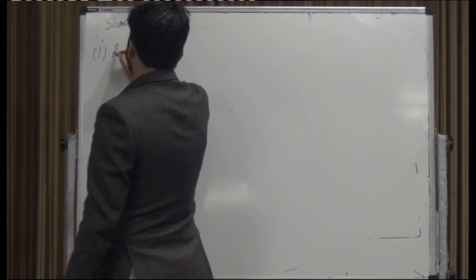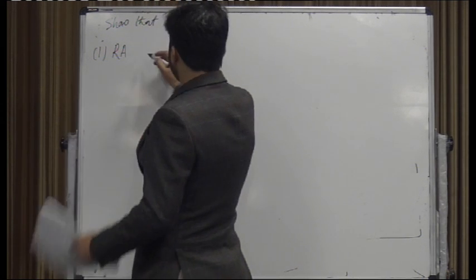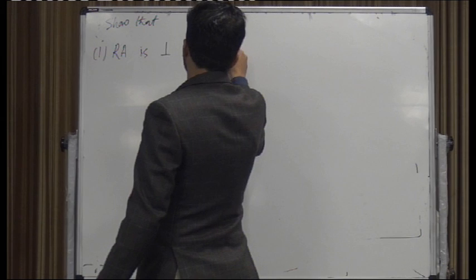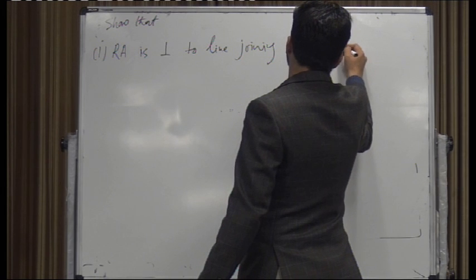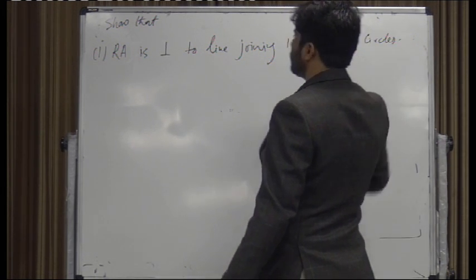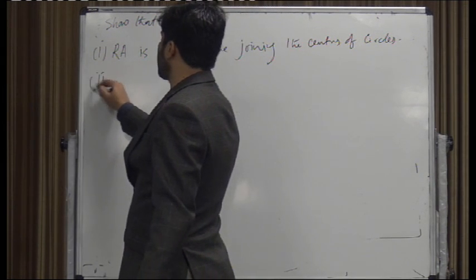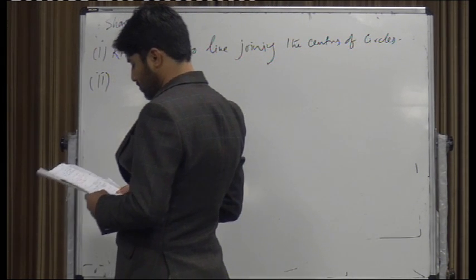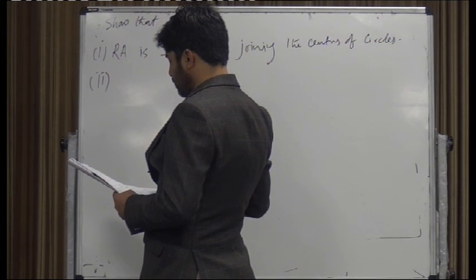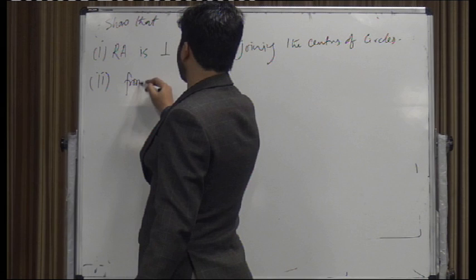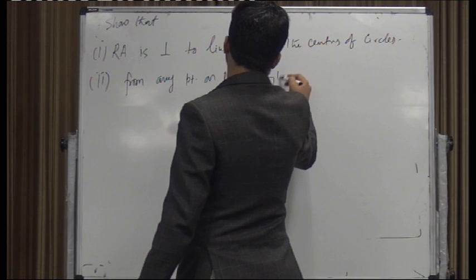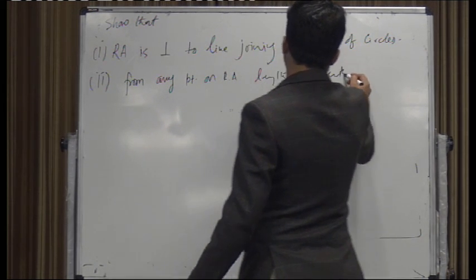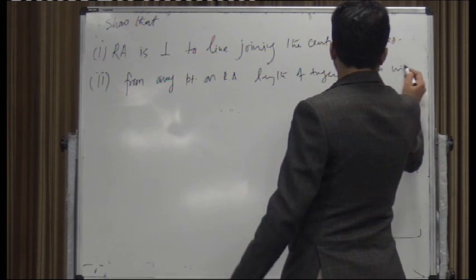Show that, first, the radical axis is perpendicular to the line joining the centers of the circles. The radical axis will always be between two circles. Good. Second, you have to show that from any point on the radical axis, the lengths of tangents drawn will be equal in length.